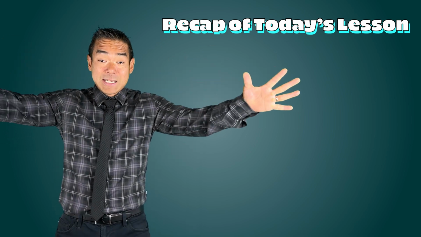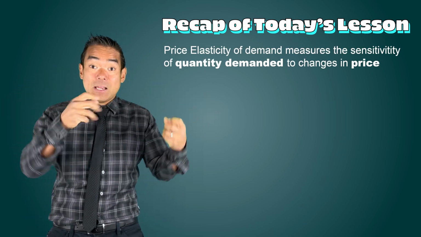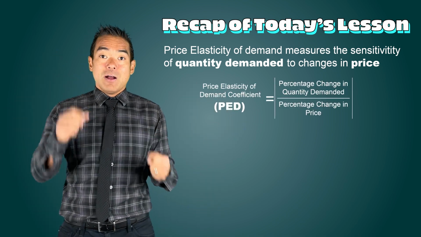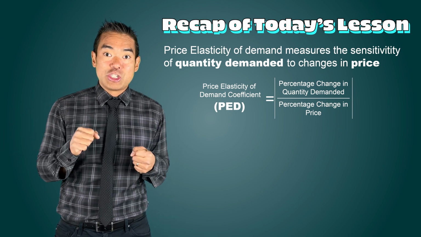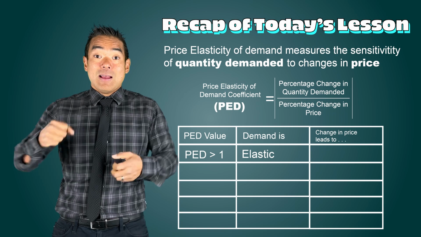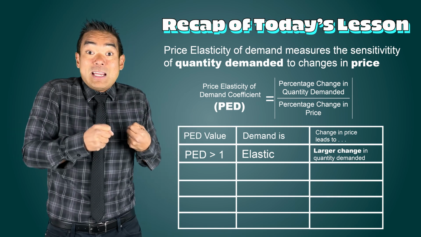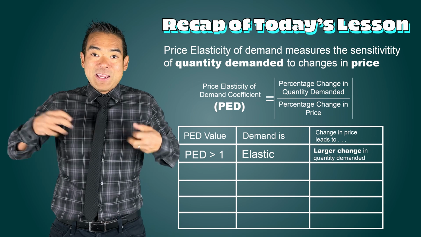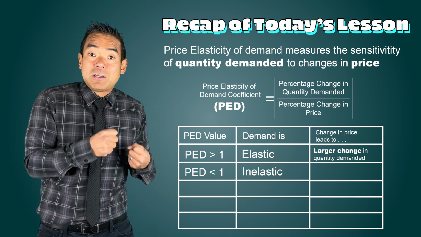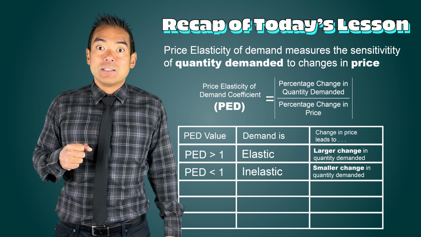Okay, so this has been price elasticity of demand, its calculation and interpretation. Price elasticity of demand measures the sensitivity of quantity demanded to changes in price. We calculate the price elasticity of demand coefficient as the absolute value of the percentage change in quantity demanded divided by the percentage change in price. If the price elasticity of demand coefficient is greater than 1, we say that demand is elastic. This means that a change in price leads to a relatively larger change in quantity demanded. Quantity demanded is relatively sensitive to changes in price. If PED is less than 1, we call this relatively inelastic demand. This suggests that a change in price will lead to a relatively smaller change in quantity demanded. Quantity demanded is relatively insensitive to changes in price.